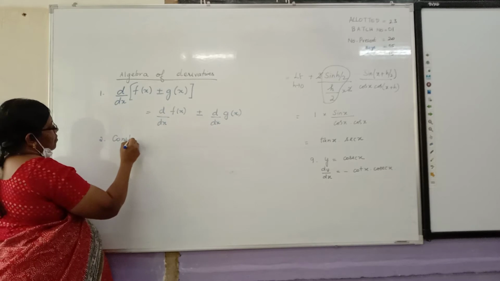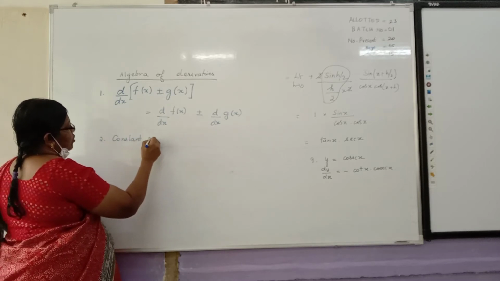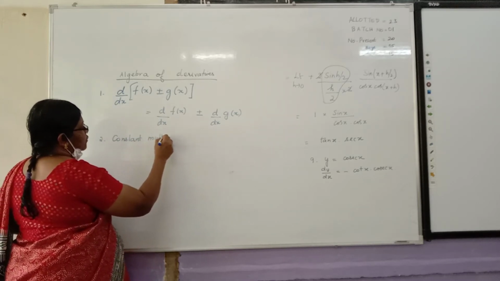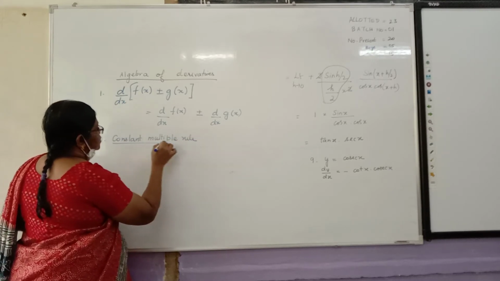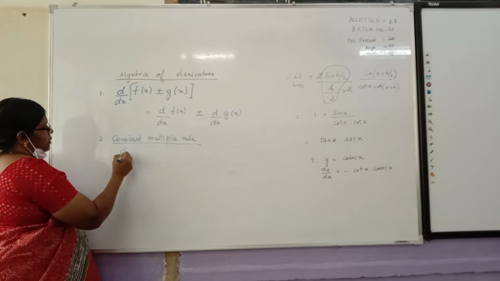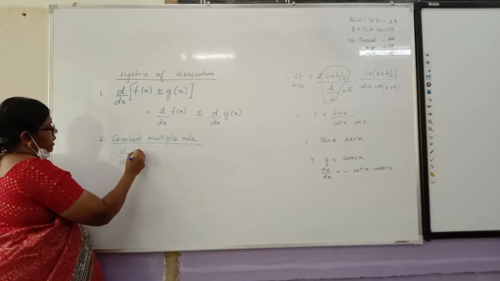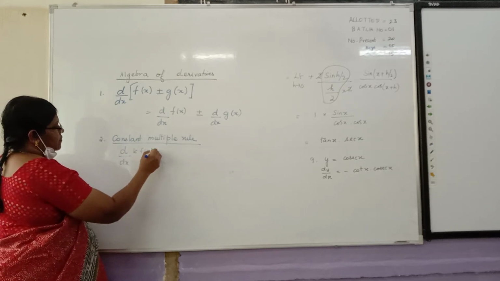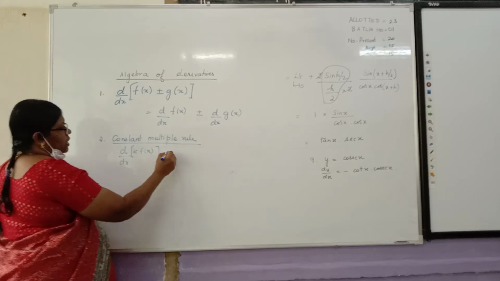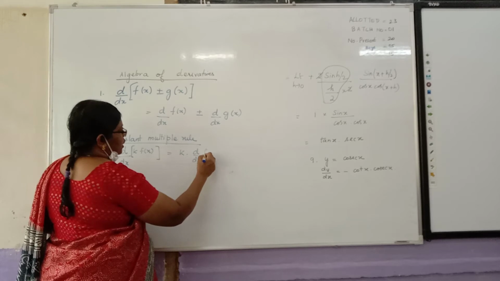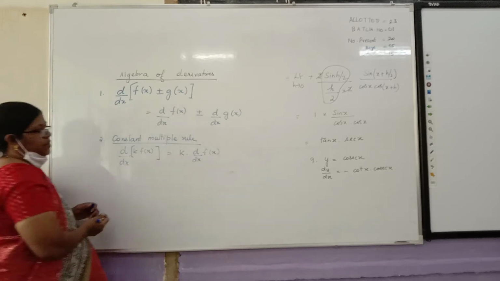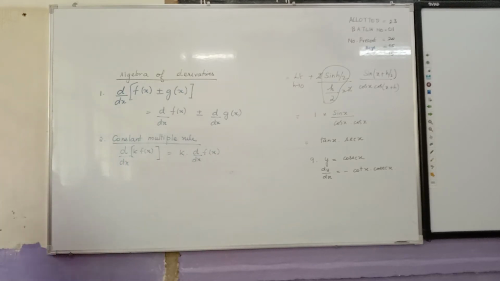Number 2. Constant multiple rule. This we have already done, but again I am giving the rule. Constant multiple rule is d by dx of k f of x. When I have k, take k outside, d by dx of f of x.